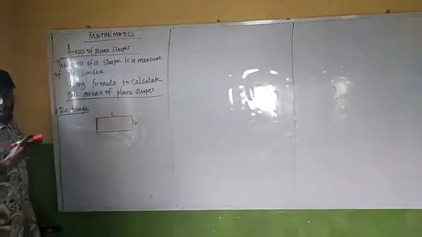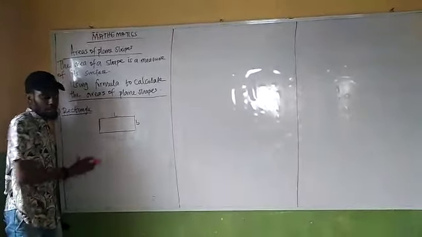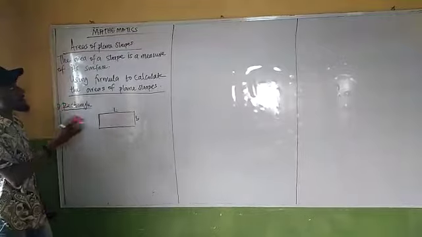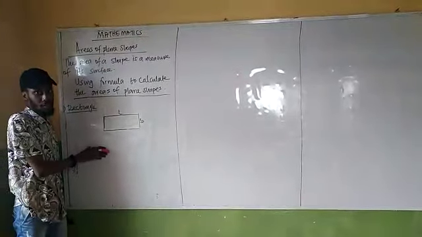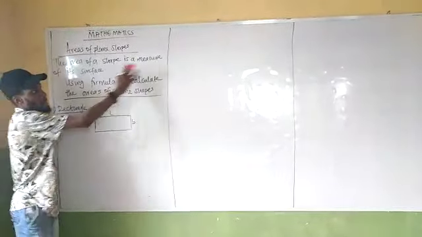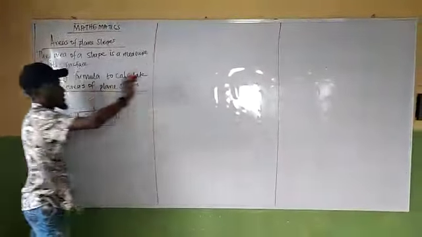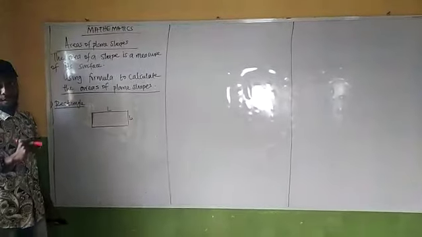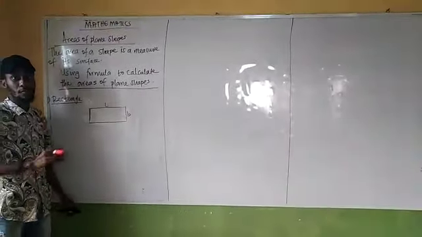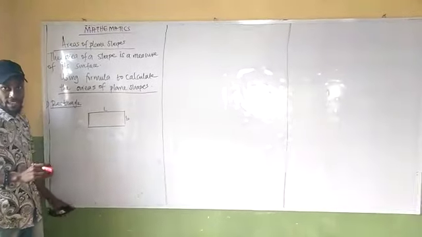But the measure of the surface is what? Area. So we say the area of a plane shape is a measure of its surface. When you are measuring the surface, you are talking about area. All plane shapes have surfaces. Are you getting my point now?